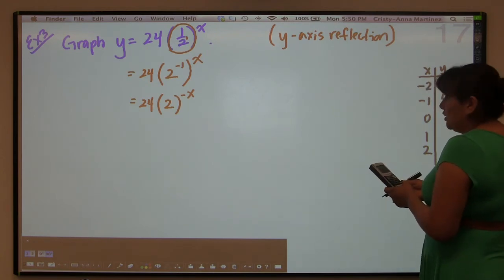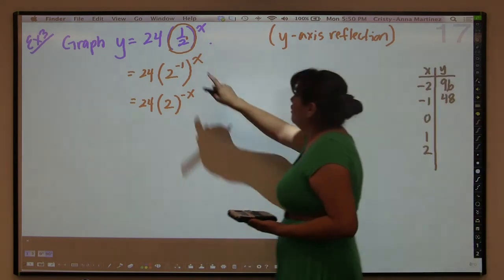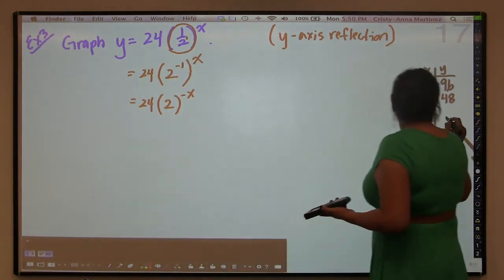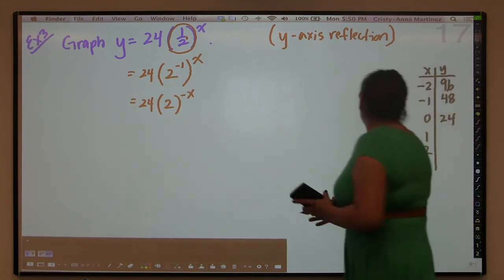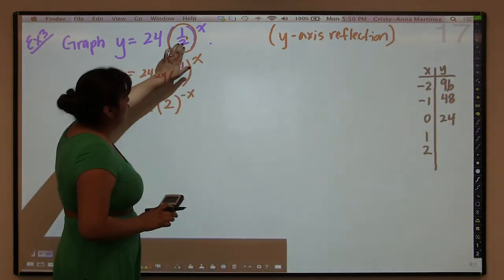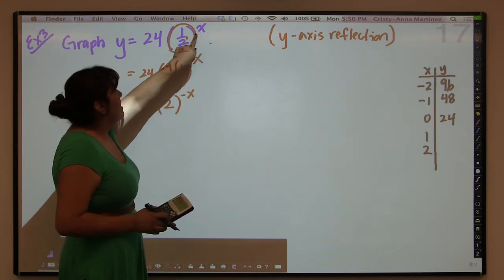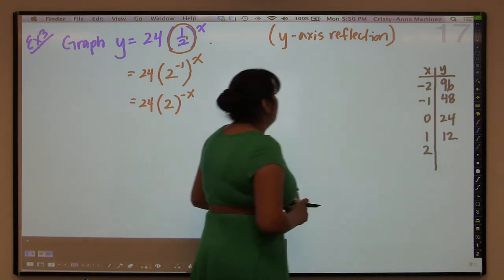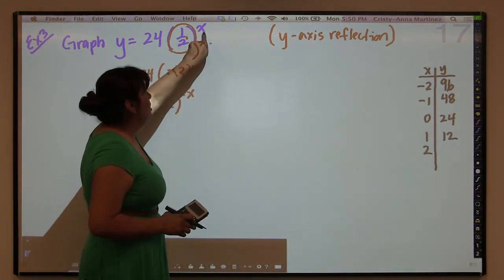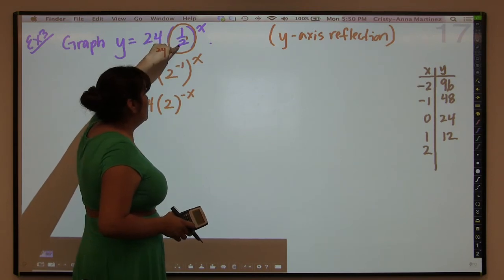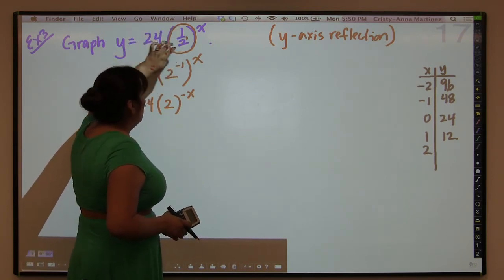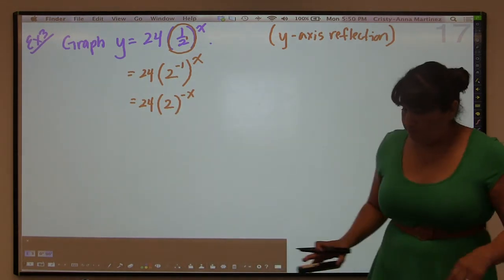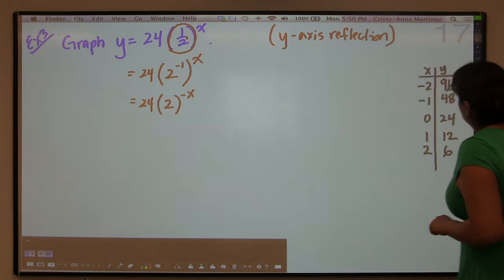Okay? And then we're going to put 0. Now it gets a little bit easier because we know that 1/2 to the 0 power, anything to the 0 power is 1, and 1 times 24 is 24. Okay? And then we have the 1 as the x, so 1/2 to the 1 power is 1/2, and 1/2 times 24 is 12. And then we're going to do 1/2 to the second power, which means you're going to square the 1 and square the 2, so you're going to get 1/4. And 1/4 times 24 is going to be 6. Okay? So that is what you get for your t-table.